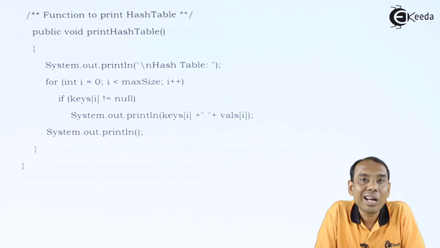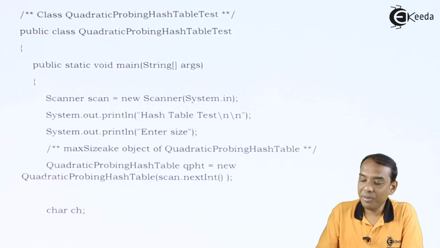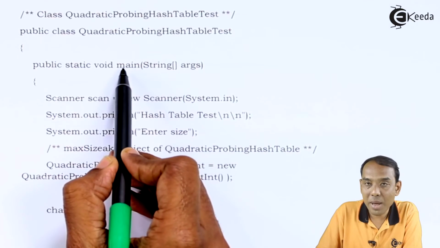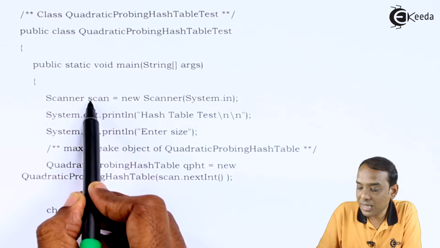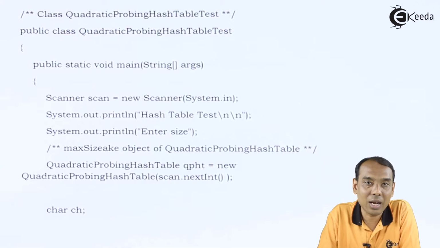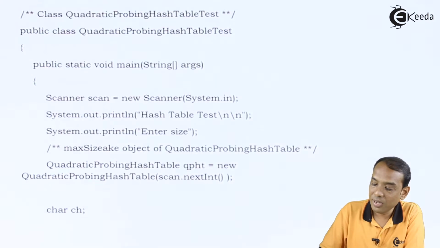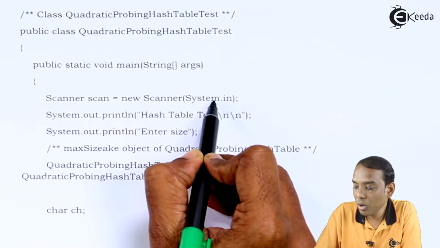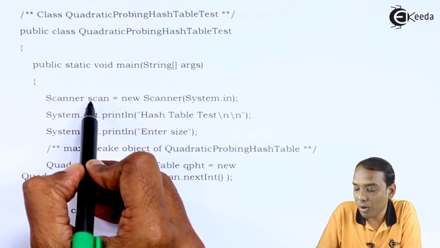Now we will look at the class in which we are going to give a user a menu driven approach so that he can perform the list of operation on the given technique using quadratic probing. Let us look at the class. I have defined a class called as quadratic probing hash table test. Let us go inside the main function of this class. We have scan. Scan is the object of the scanner class. This is taken so that we can take the input from the user. We have scanner, scan equal to new scanner system.in. So the value is taken from the user through the object of the scan.